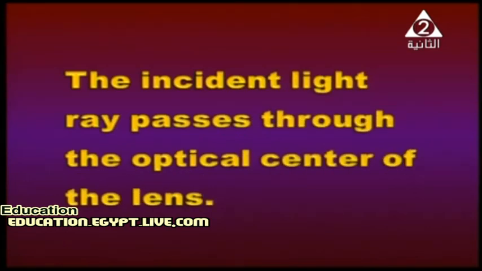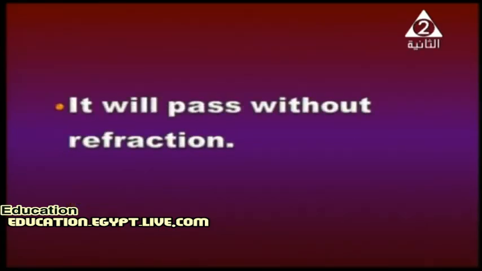The incident light ray passes through the optical center of the lens. What happens when the incident light ray passes through the optical center of the lens? It will pass directly without being refracted.